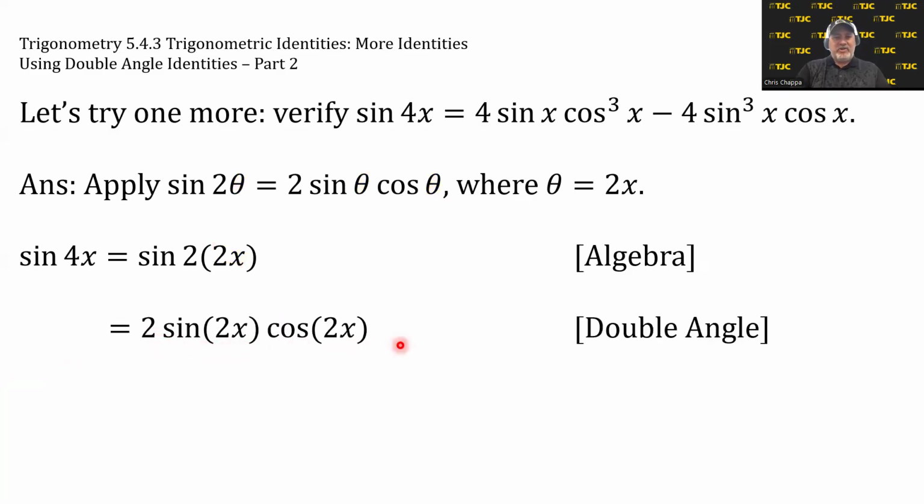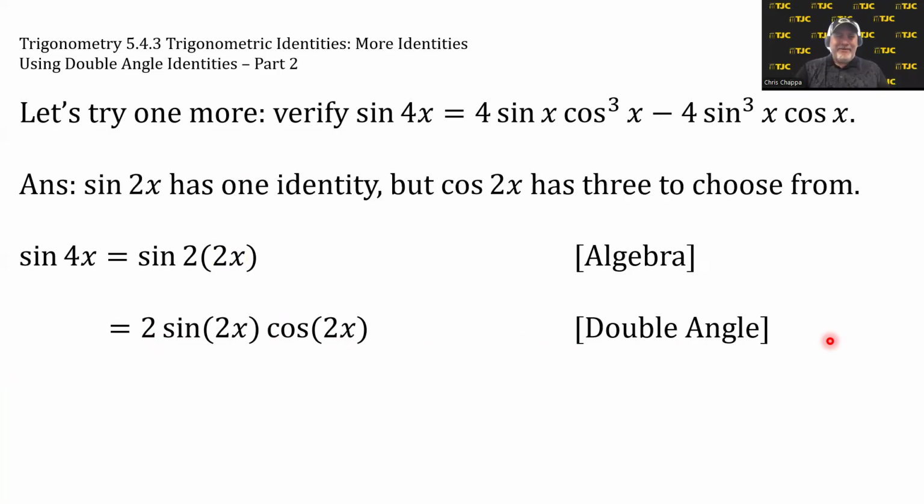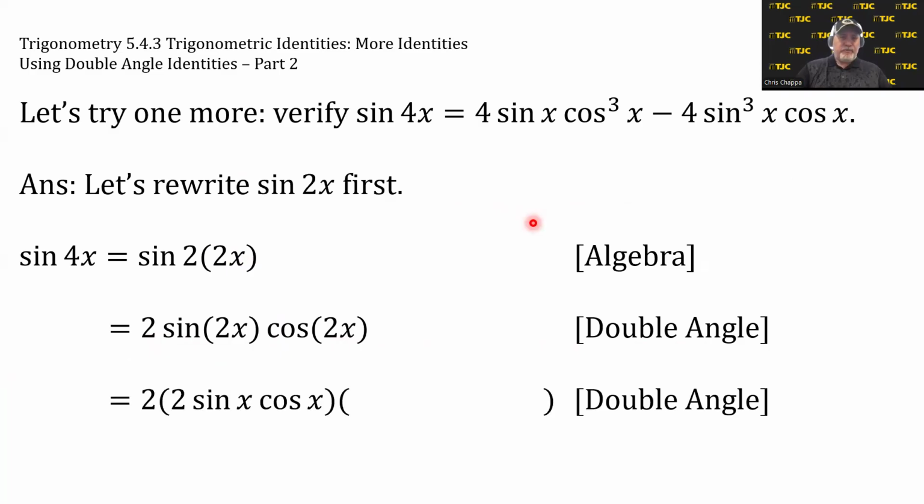2 sine of 2x cosine of 2x, thanks to a double angle identity. But now we have both sine of 2x and cosine of 2x, which screams use double angle identities again. Now, sine of 2x has one identity, but cosine of 2x has 3 to choose from. So let's start by rewriting sine of 2x first. Sine of 2x is 2 sine x cosine x. Don't forget the 2 that was in front.